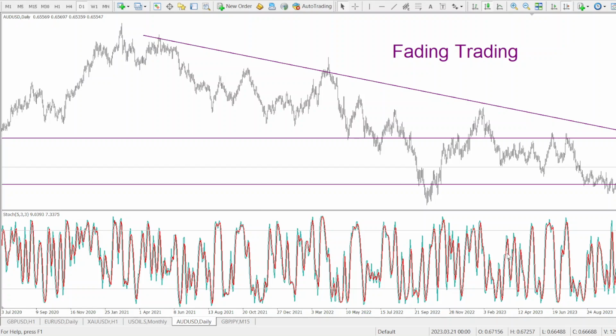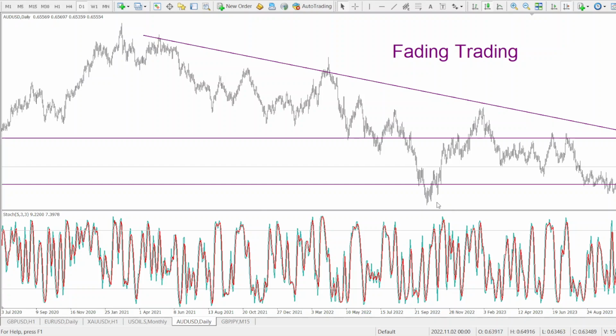For instance, if the RSI crosses above the 80 level, that's often a sign that the market is overbought. If it crosses below the 20 level, it's often a sign that the market is oversold. Now these indicators don't guarantee a reversal, but they can be powerful signals when combined with other factors like price action and volume. So let's talk about setups.